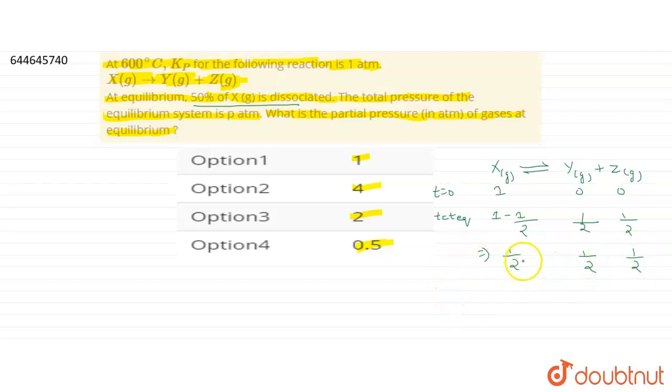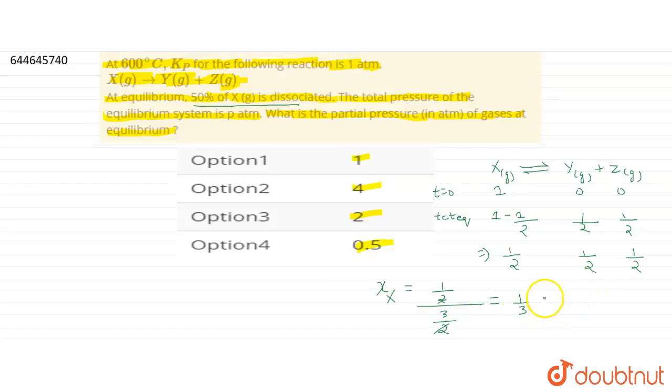If the number of moles of each of the following gases are equal at equilibrium, as you can see, then the mole fraction of each of the gases will be equal. So the mole fraction of X will be the number of moles of X, that is 1 by 2, divided by the total moles, that is 1 by 2 plus 1 by 2 plus 1 by 2, which is 3 by 2. So the mole fraction will be 1 by 3.